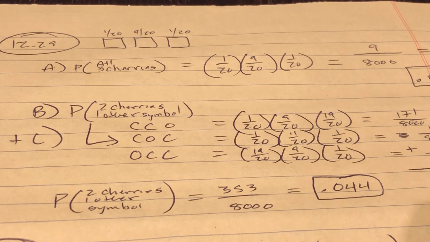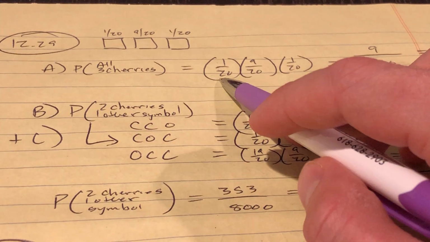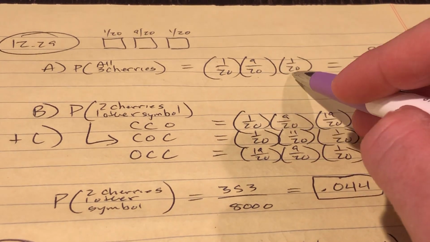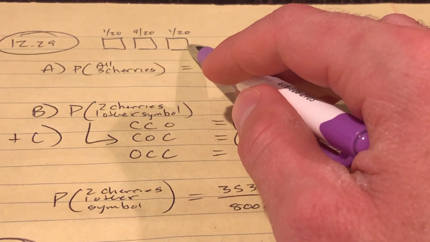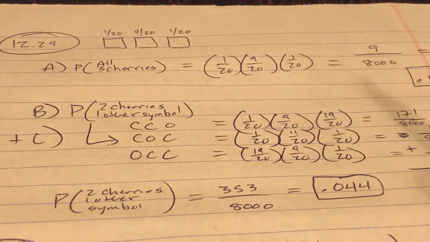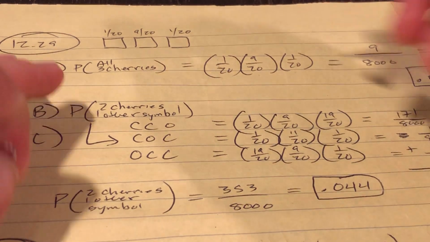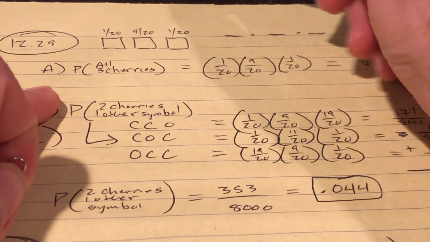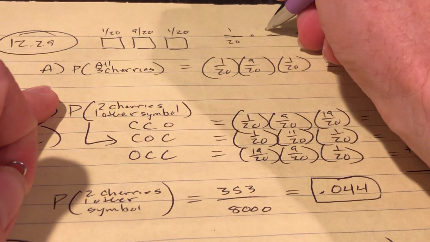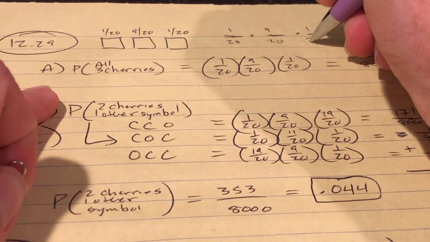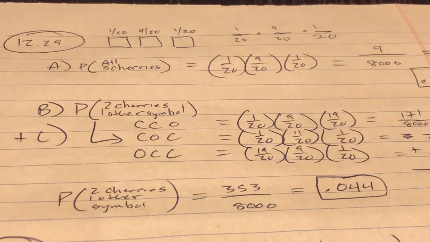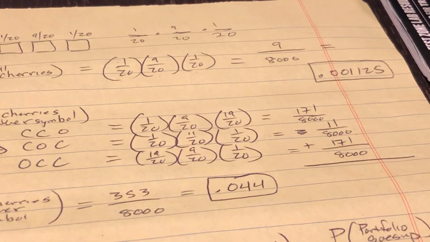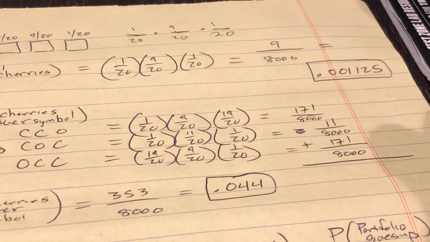So what's the probability of all cherries? The first one, 1 out of 20. Second one, 9 out of 20. The third one, 1 out of 20. I used to make these rectangles or squares a lot in college for different probability questions, especially when multiplication was involved. 1 out of 20 chance, 9 out of 20 chance, 1 out of 20 chance. And that's just 9 out of 8,000, which is a very, very small chance. 0.1% chance of winning the jackpot.